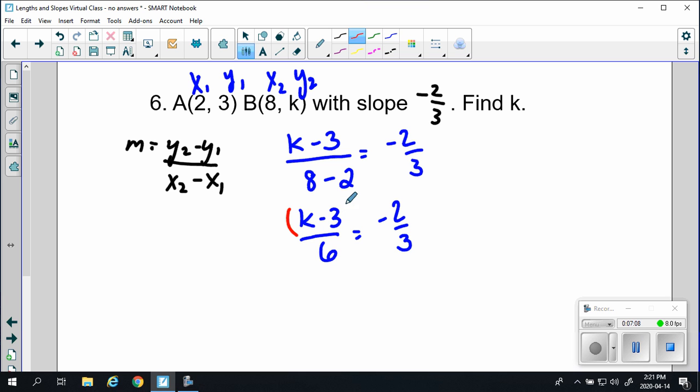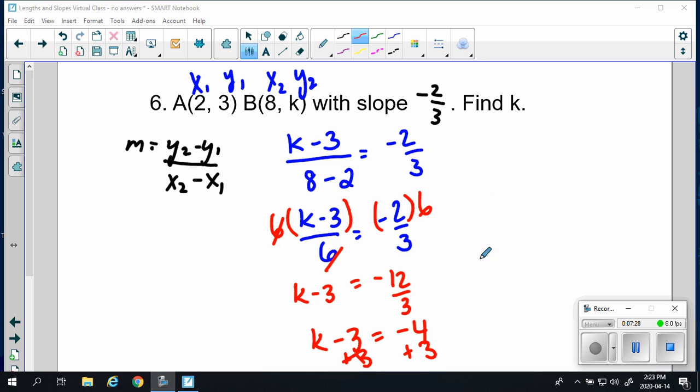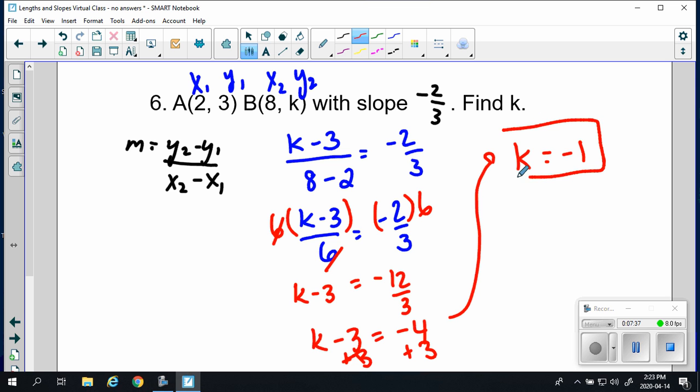Unluckily, we still have a denominator, which we do not like. So I'm going to multiply both sides by 6 to try and get rid of this denominator. So we have k minus 3 is equal to negative 12 over 3. Luckily, that simplifies to negative 4. And then we can add 3 to both sides. We will get k is equal to negative 1.